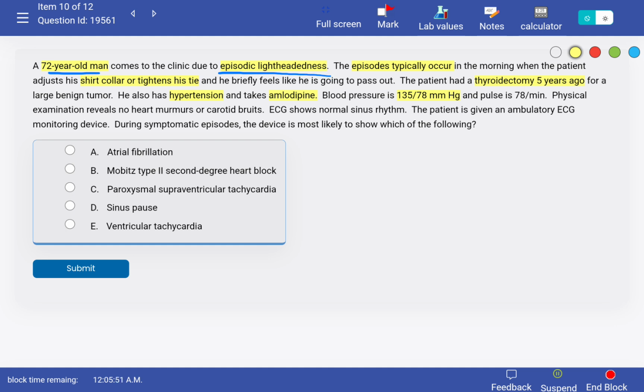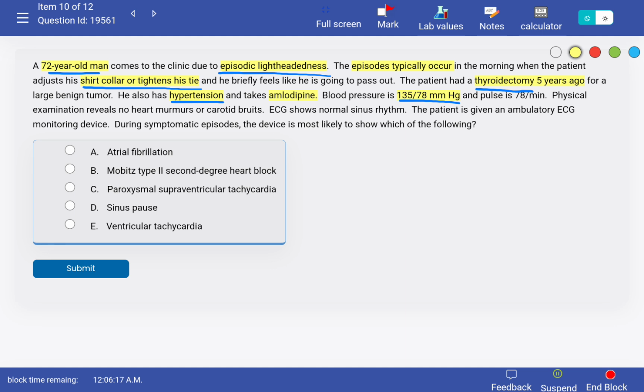The episodes typically occur in the morning when the patient adjusts his shirt collar or tightens his tie and he briefly feels like he's going to pass out. The patient has thyroidectomy 5 years ago for a large benign tumor. He also has hypertension and takes amlodipine. Okay, BP is 135 by 78 mm of mercury. Pulse is 78 per minute.